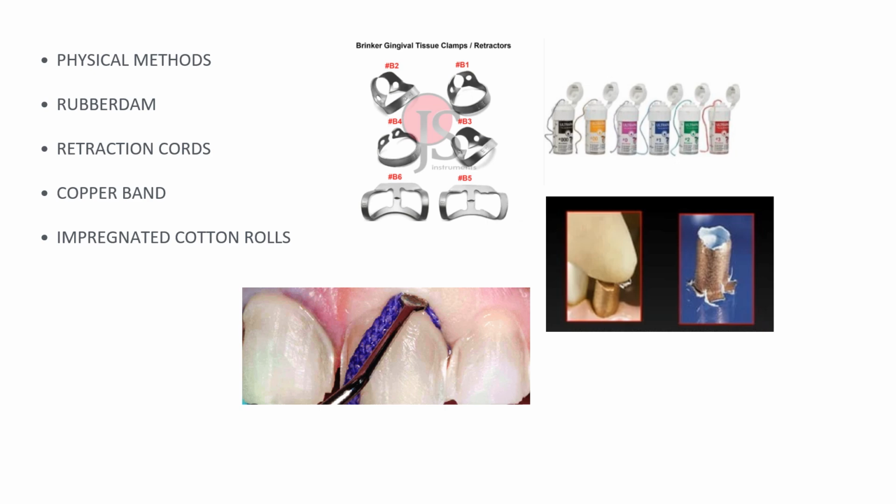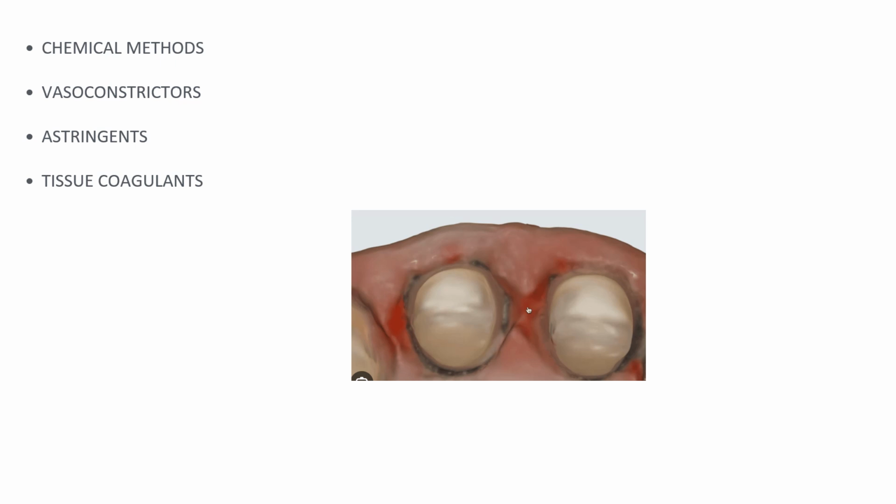Sometimes cotton rolls can be impregnated with zinc oxide eugenol. The concept is that all these are physical methods, that is, they will physically exert pressure to retract the gingiva away from the tooth structure. Now coming to the chemical method.